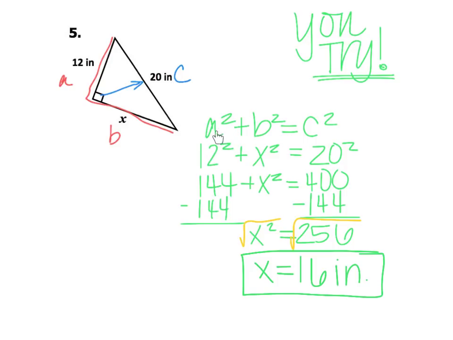We want to plug it into our formula, a squared plus b squared equals c squared, where a and b are our legs, c is our hypotenuse. So we end up with 12 squared plus x squared equals 20 squared. Simplify, then we want to move the 144 over, take the square root of both sides, so then we're just left with x over here, and 256 is a perfect square, so we end up with 16 even. So x equals 16, and we always label it with the correct units, so 16 inches.